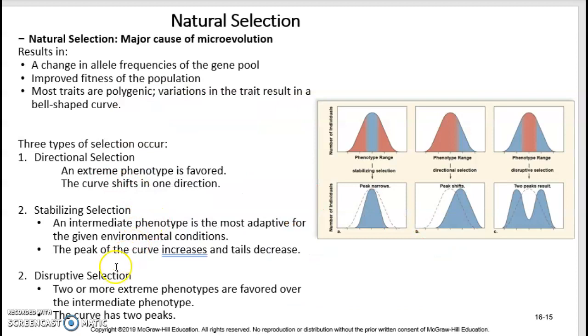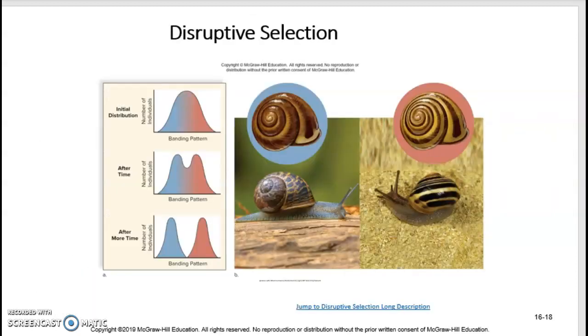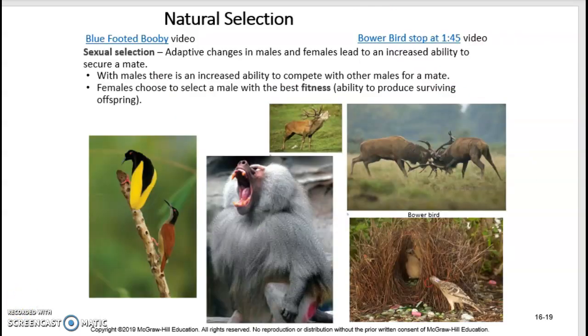And then the last one is going to be disruptive selection. And this one you can see really well in the shells of snails. So the banding patterns versus the number of individuals. This has to do with non-random mating. The snails are actually going to mate more with different banding patterns than they are with the center, not as banded. Sorry, I'm trying to hurry so I can get through this for you guys before my time is up.